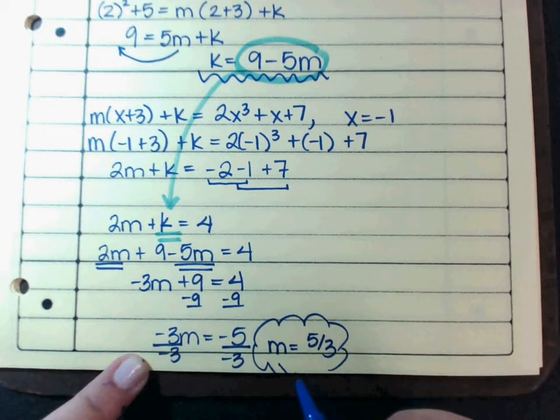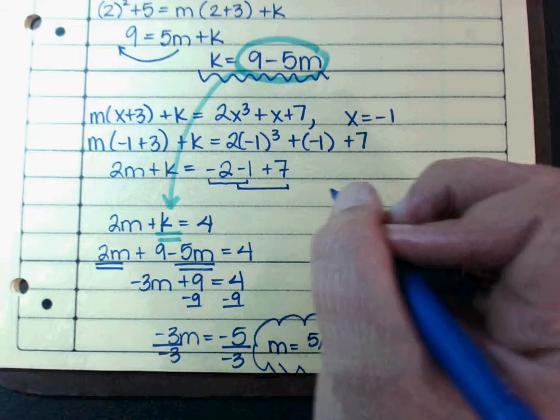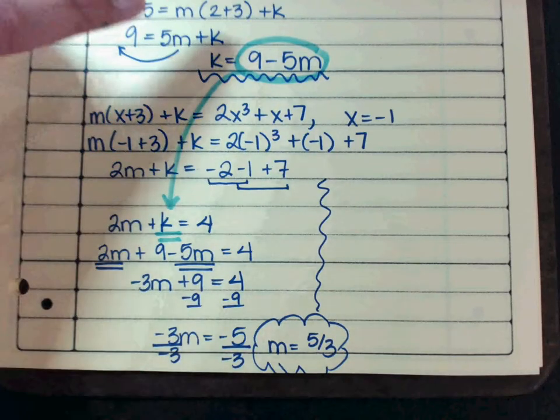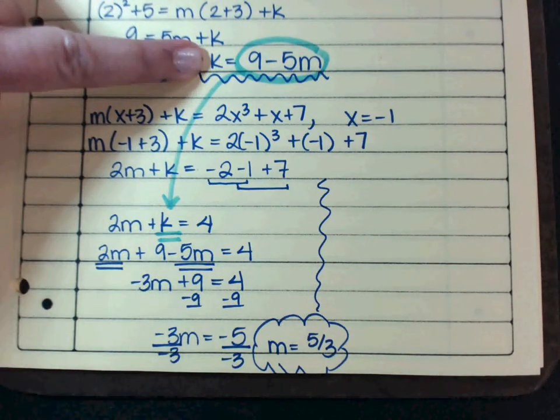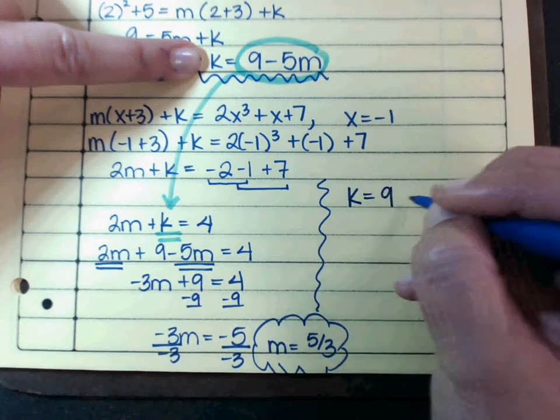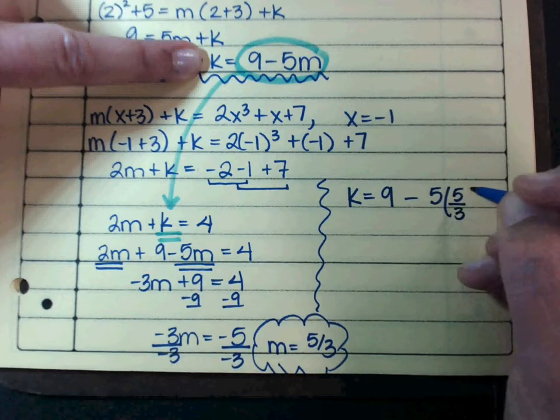Okay, what was our initial instruction? To find what? M and k. What do we do then? Yep, got to go back and find k. Now, there are several places you can go back and find k from. The easiest one, though, is going to be your substitution step. So we're going to go right here. K equals 9 minus 5 times m, which is 5/3.